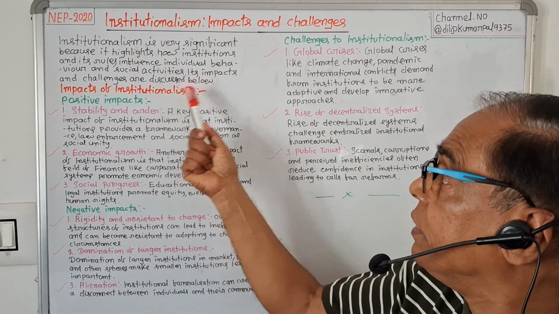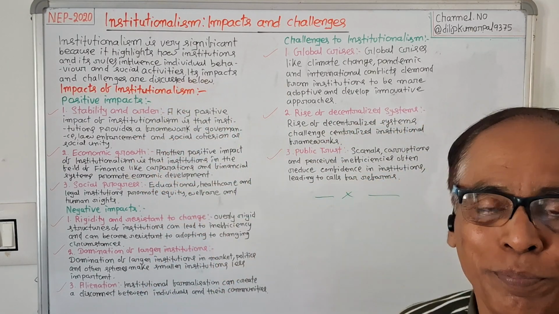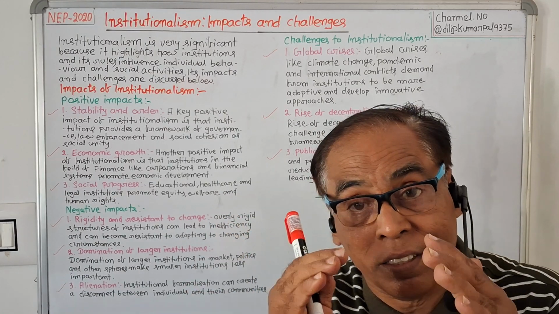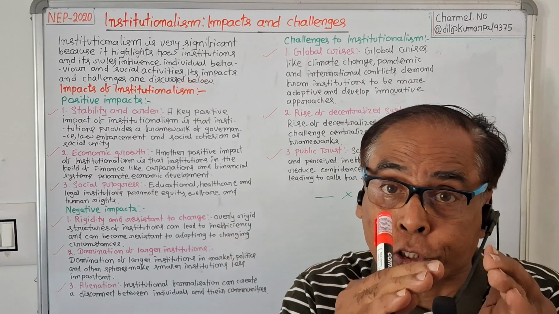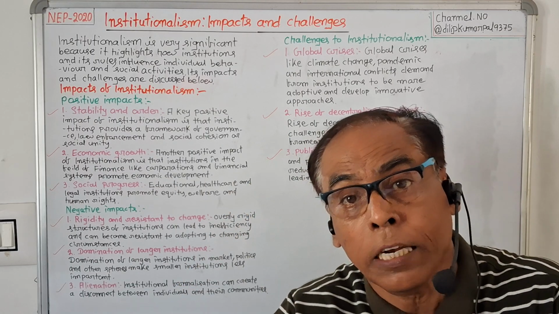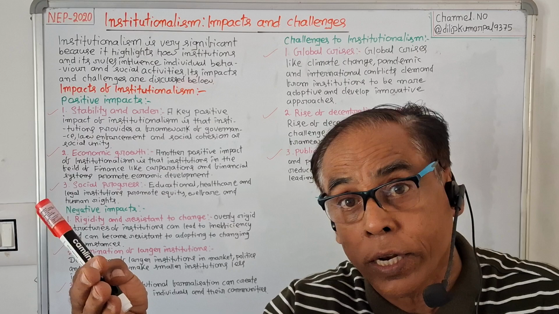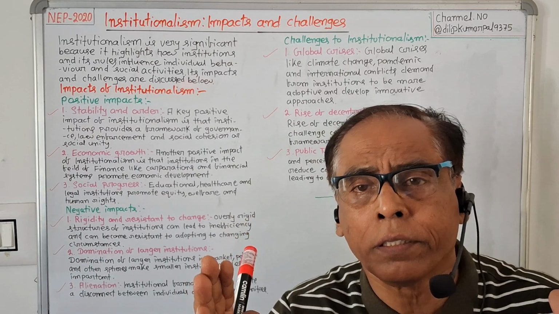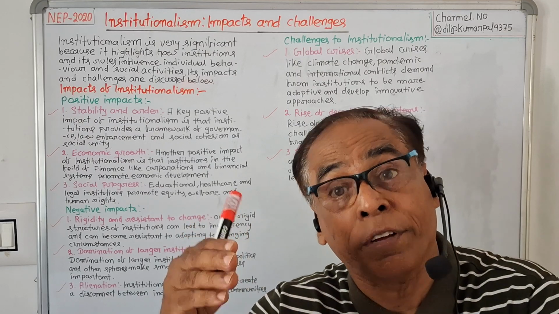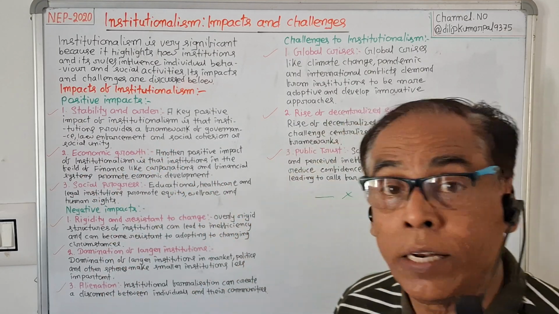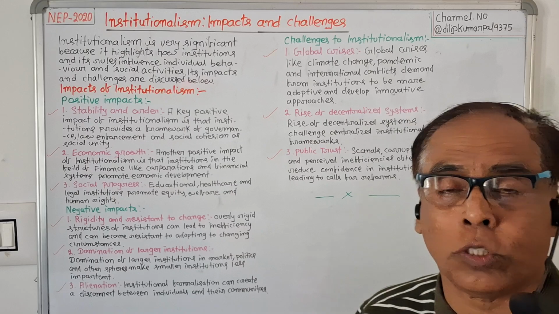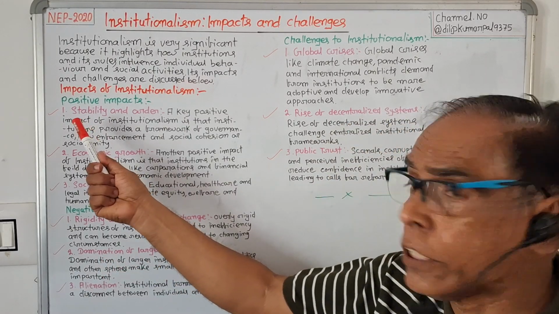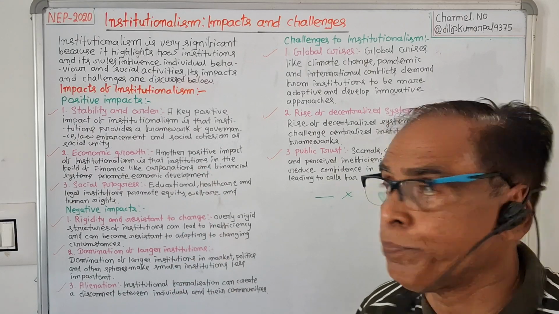Its impacts and challenges are discussed below. Institutionalism is very important because it discusses how institutions and their rules influence individual behaviors and social activities. It has many impacts and there are many challenges before institutionalism. Let us start with the impacts. First we will discuss positive impacts of institutionalism.